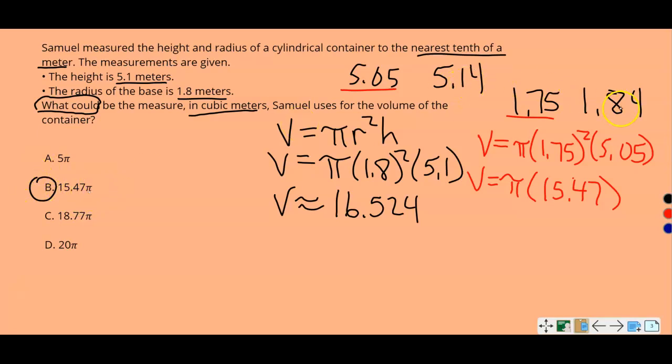Now we could do the two higher ends as well, and it's probably going to be a little bit higher than this, probably around 17 or so. But the fact that these were rounded and it says what could be the measurement, even though when we first plug these numbers in we could guess that this is it, if you use the lower ends and the higher ends of where the rounding came from, that may give you a more accurate picture.